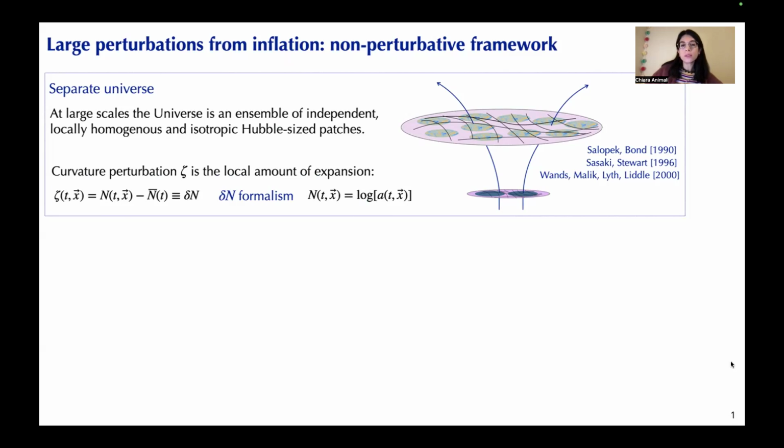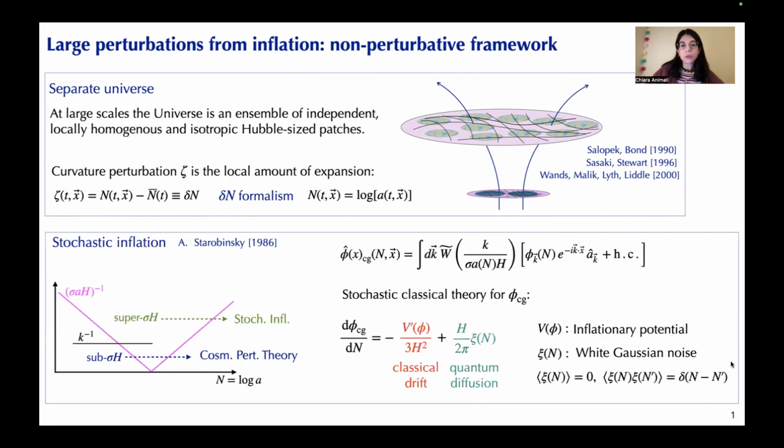And this is what is called the delta N formalism, where N here is the number of e-folds, namely the logarithm of the scale factor. Moreover, if we have large perturbations, then it may also be necessary to account for backreaction on the inflaton background dynamic. And this can be done in the stochastic inflation formalism.